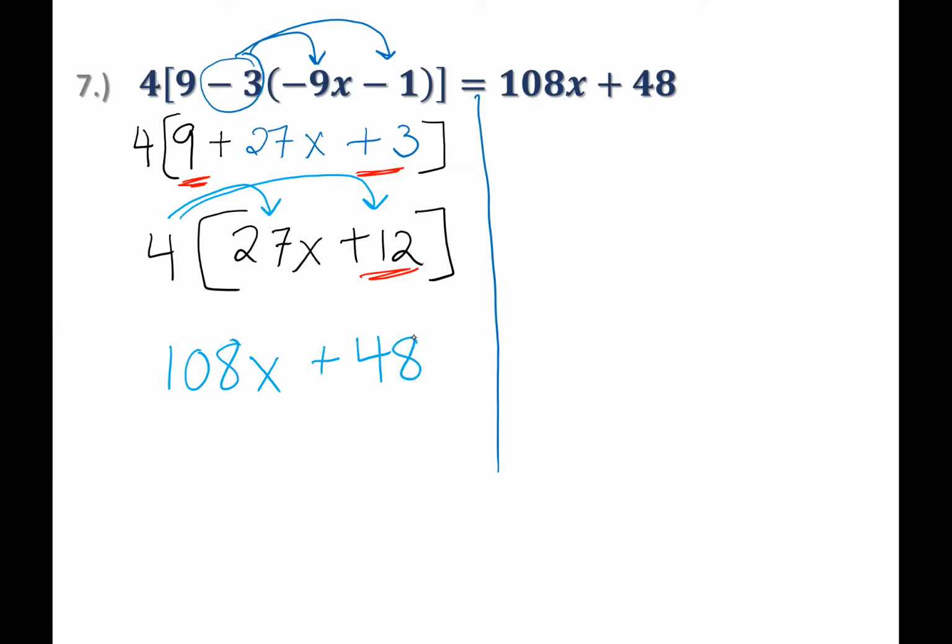Okay, so that was a lot of work just simplifying on the left side. If you look over on the right side, what we have over there is still 108x plus 48. Okay, you might be noticing that both sides of the equal sign are exactly the same. 108x plus 48 equals 108x plus 48.